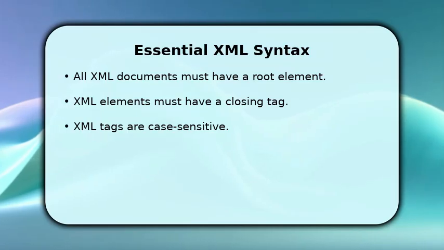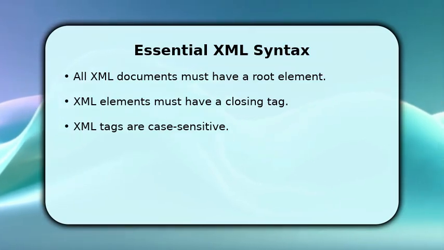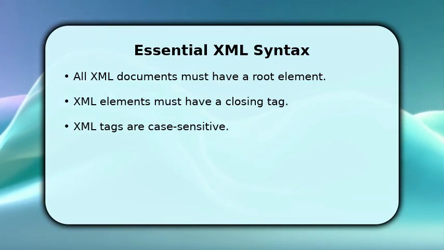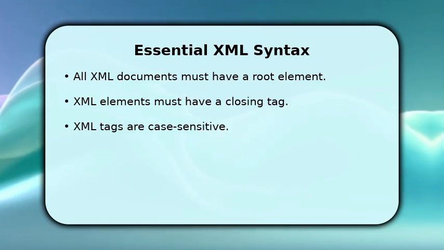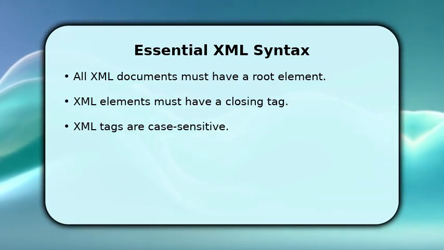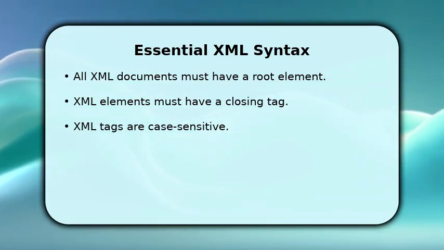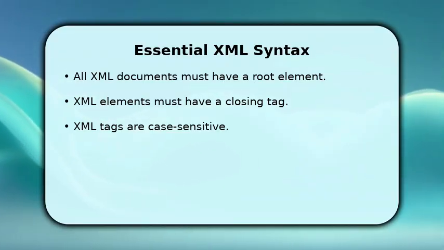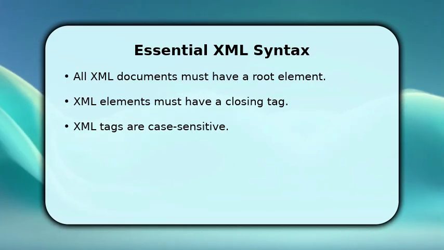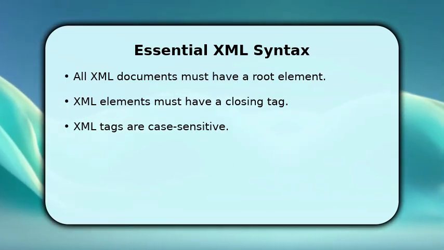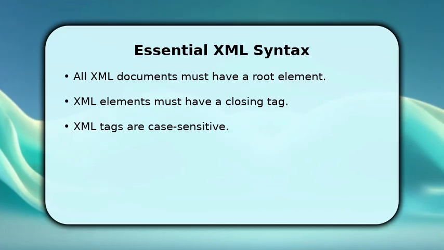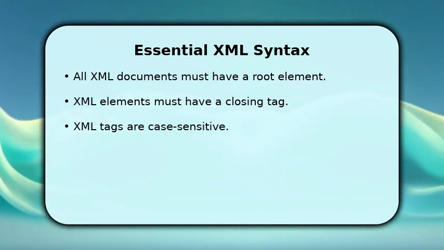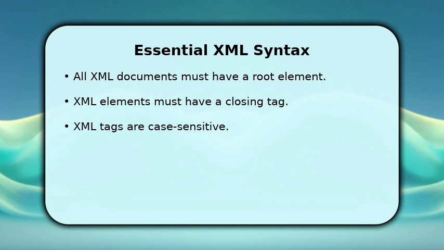Let's dive into the essential syntax rules for writing valid XML. Every XML document needs a single root element that encloses all other elements. Remember, all elements must have a corresponding closing tag. For example, <tag> needs </tag>. XML is also case-sensitive, so <name> is different from <Name>. Proper nesting is crucial, ensuring elements are closed in the reverse order they were opened. Finally, always enclose attribute values within quotes, either single or double.